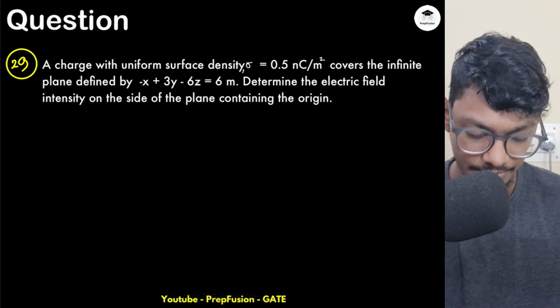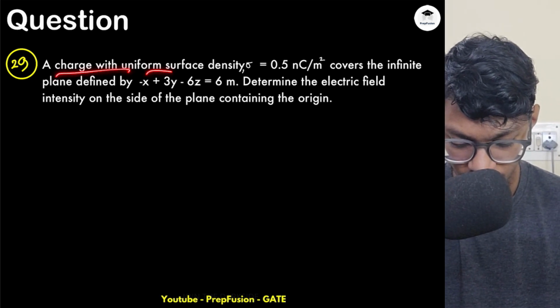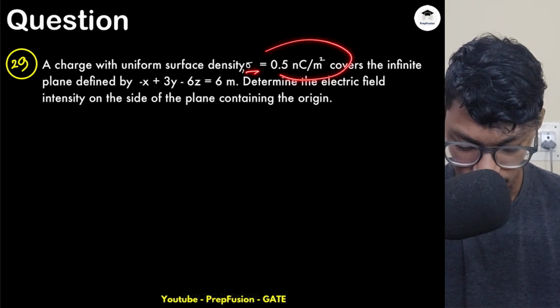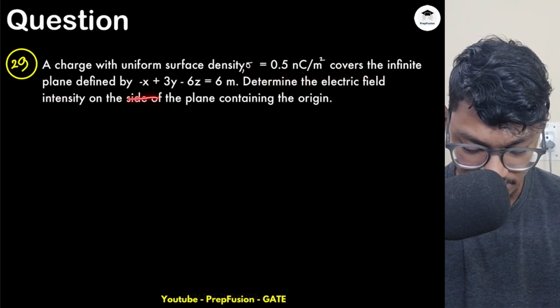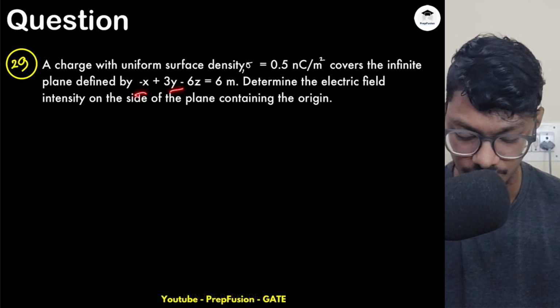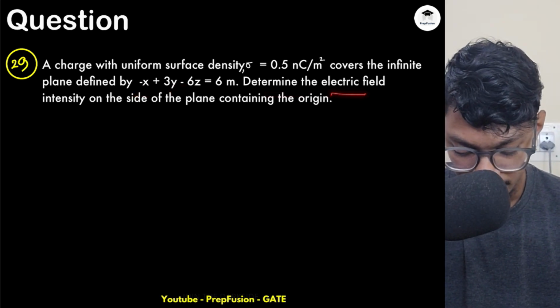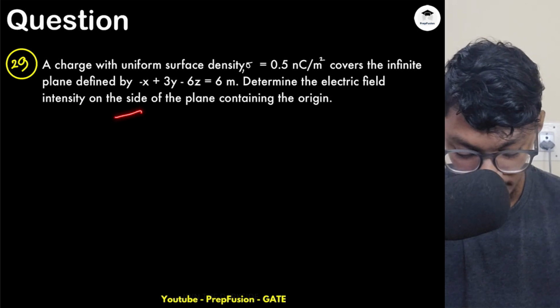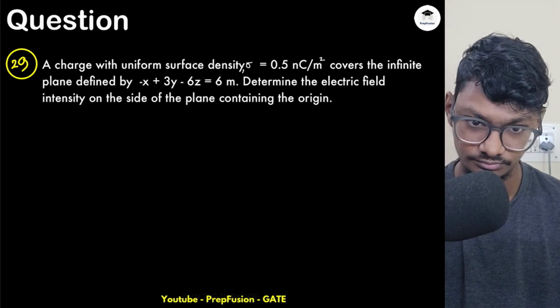So this is a bit trickier question. So what is this question? We have a charge with uniform surface density sigma equals 0.5 nanocoulomb per meter square, covers the infinite plane defined by minus x plus 3y minus 6z equals 6. Determine the electric field intensity on the side of the plane containing the origin.